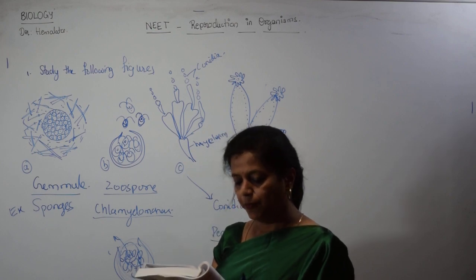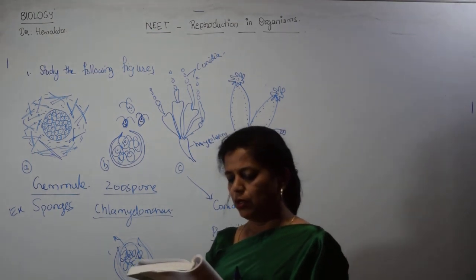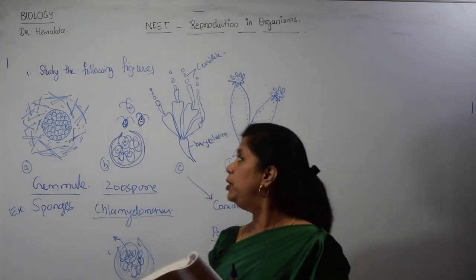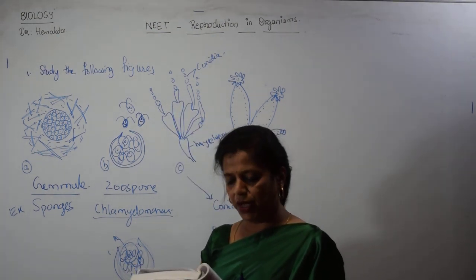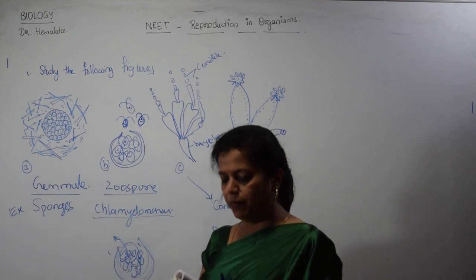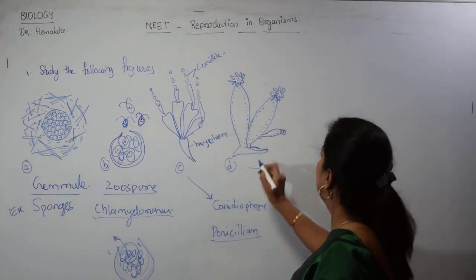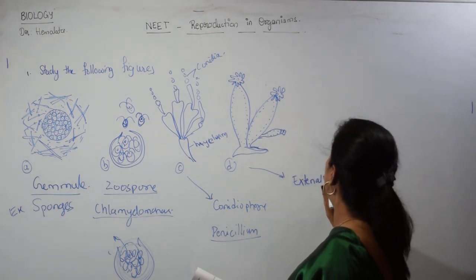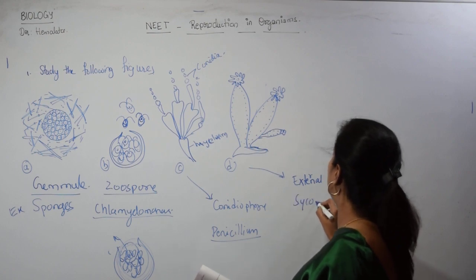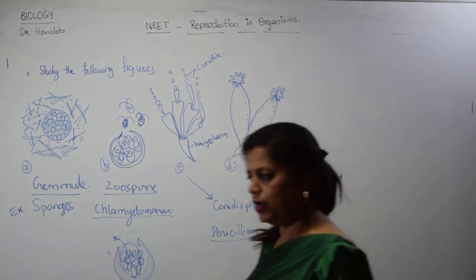The third statement says that C shows the reproduction through conidiophores in Penicillium. I told you, the conidiophore and these are the conidia. That's correct. D shows external budding in Scypha. This is the external buds in Scypha. Scypha belongs to Coelenterata. Right.